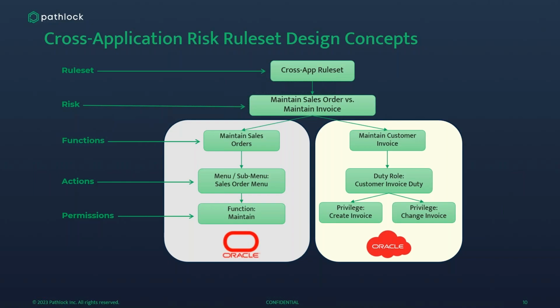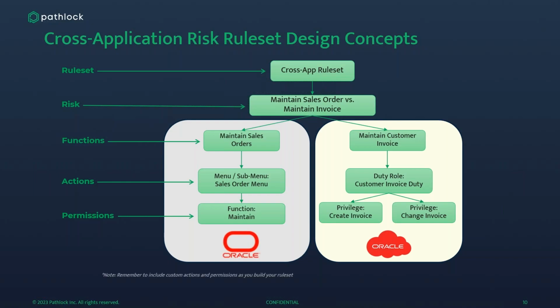It is a risk with two or more opposing functions, and we need to go down to the action and permission level so that we have a fine-grained rule set. The key is to know what the action and permissions are in each of the applications, because they're going to go by different names. But at the end of the day, they still need to be that fine-grained level so that we're properly reporting on our risk.